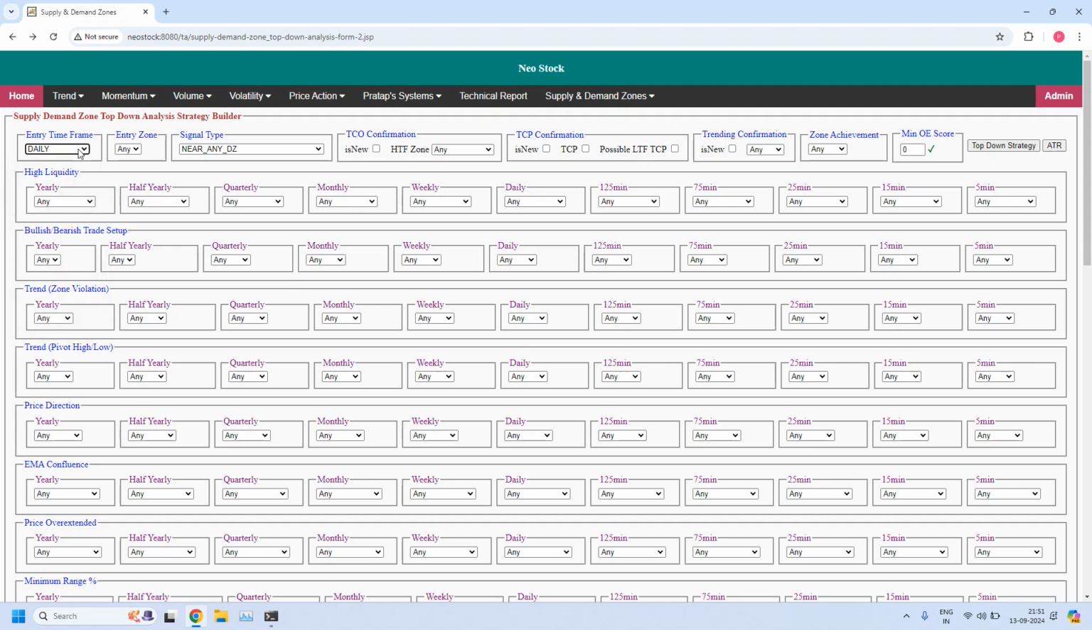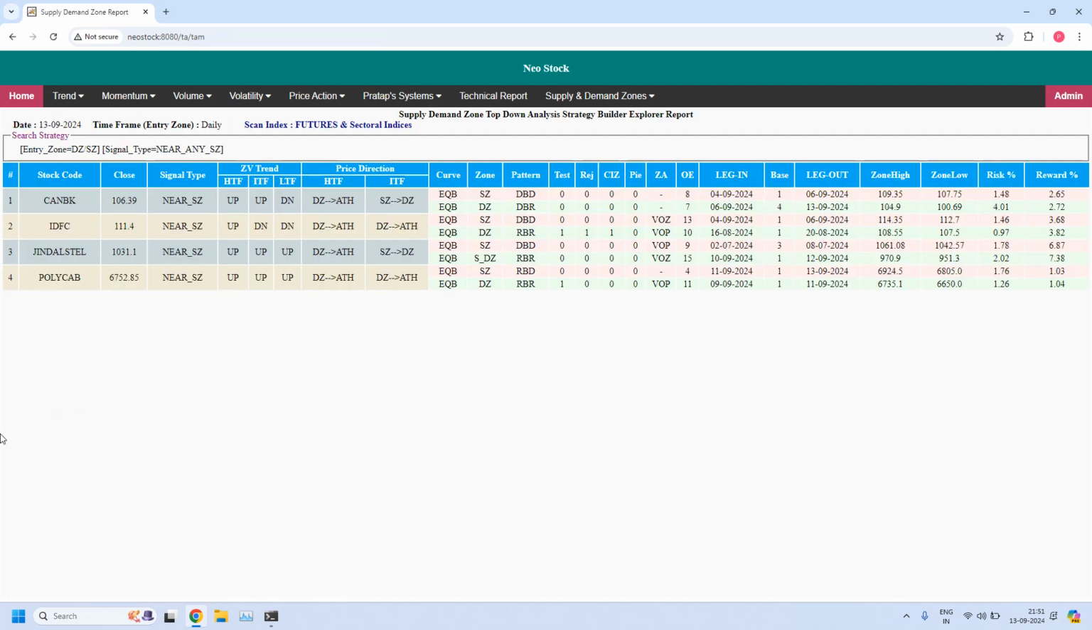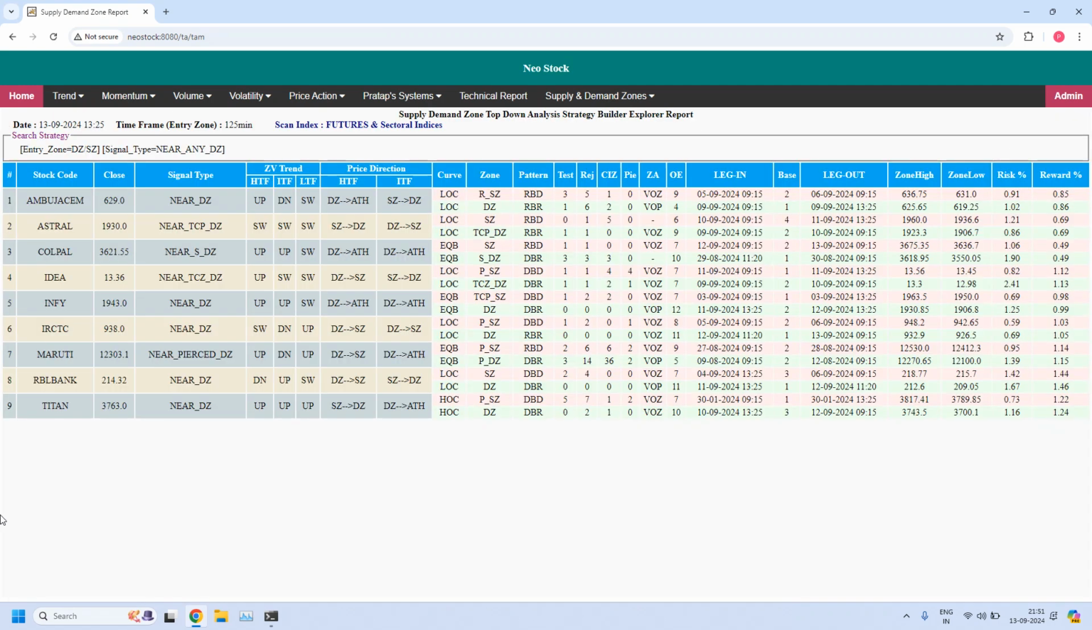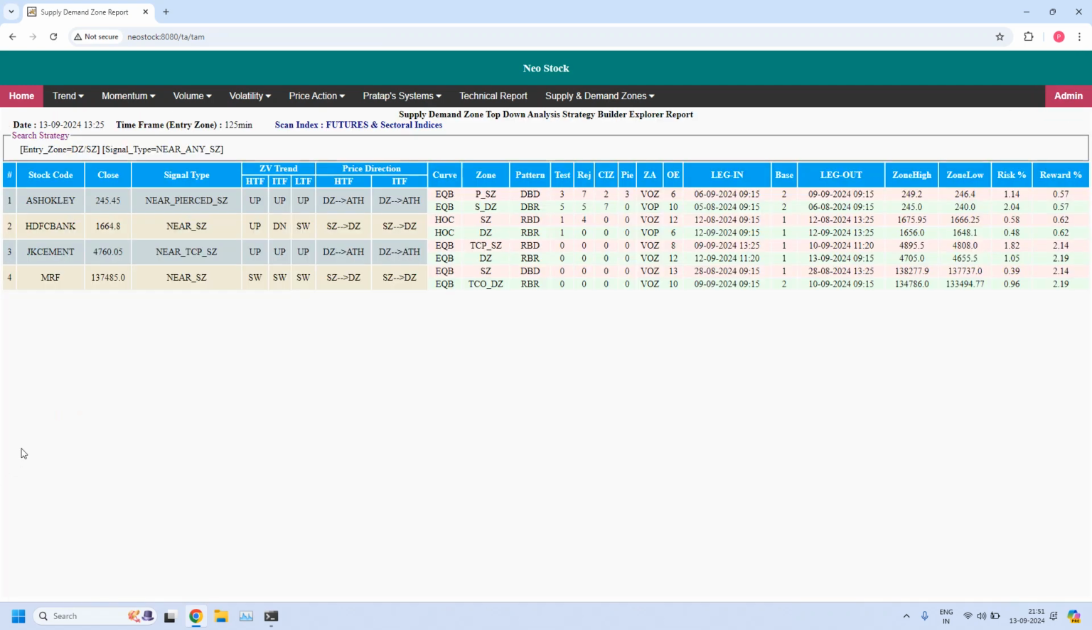Next, for daily time frame, let us find the stocks near daily supply zone. 4 stocks are filtered and we don't have any daily high liquidity supply zones from this list. Next time frame is 125 minutes. Let us find the stocks near 125 minutes demand zone. 9 stocks are filtered. Next, for 125 minutes time frame, let us find the stocks near 125 minutes supply zone. 4 stocks are filtered.